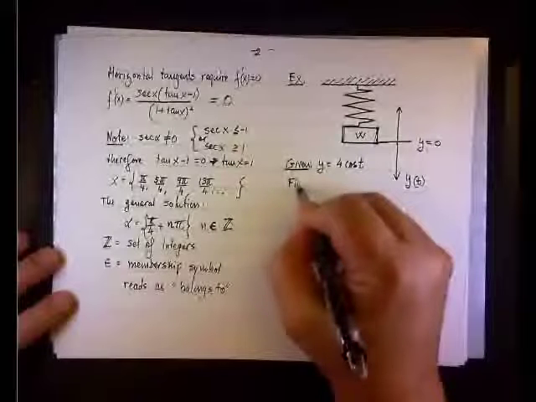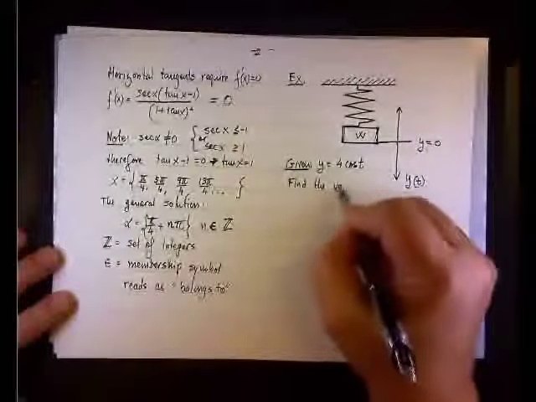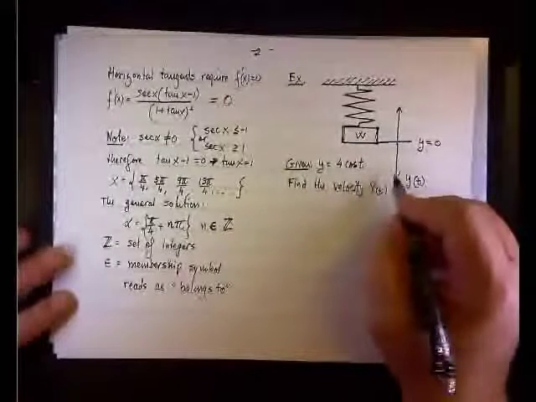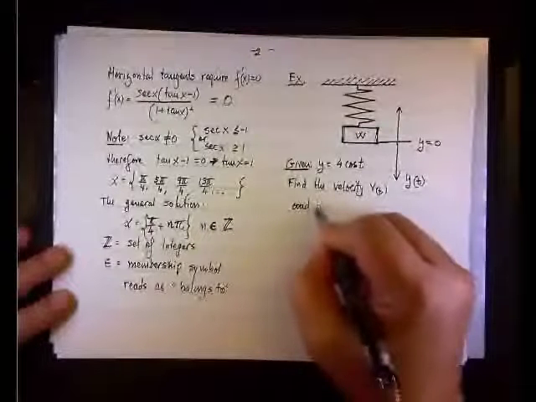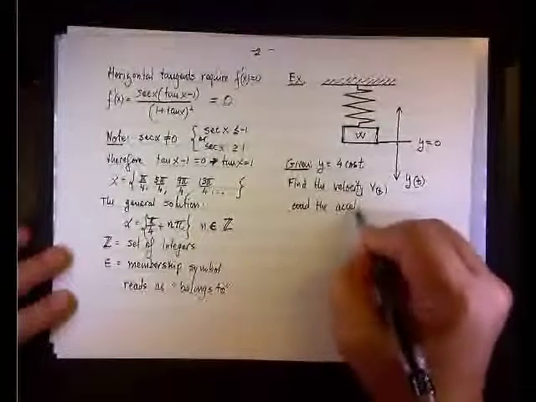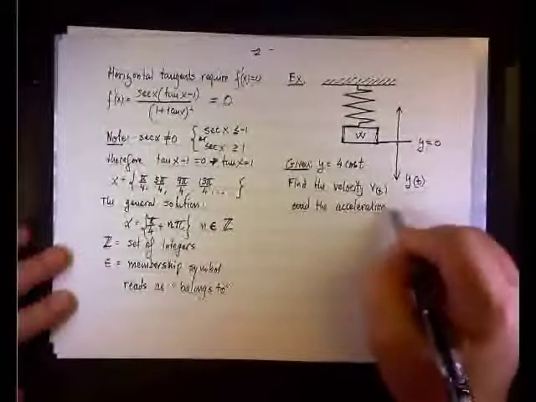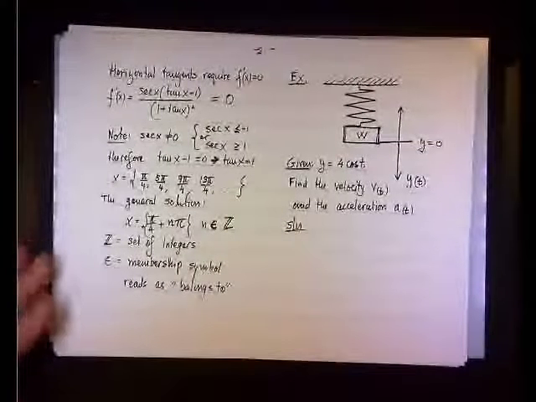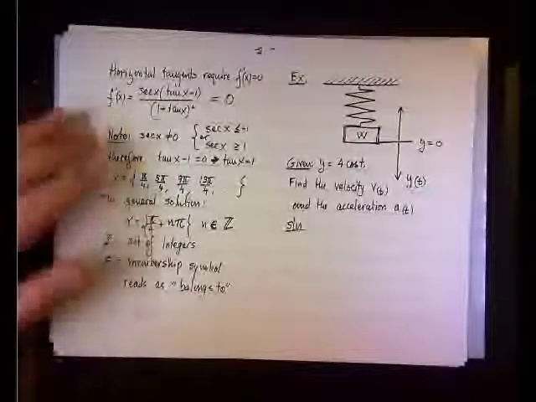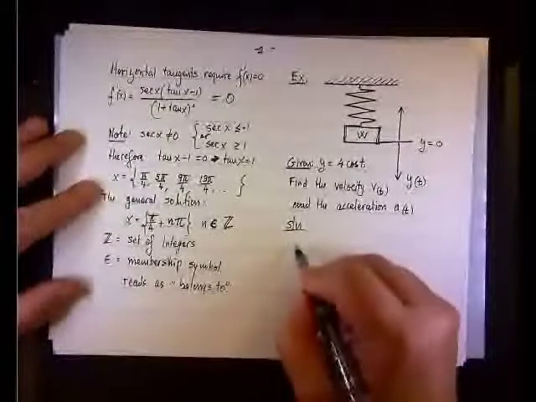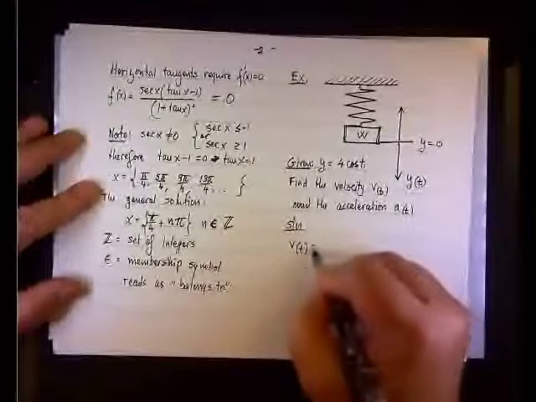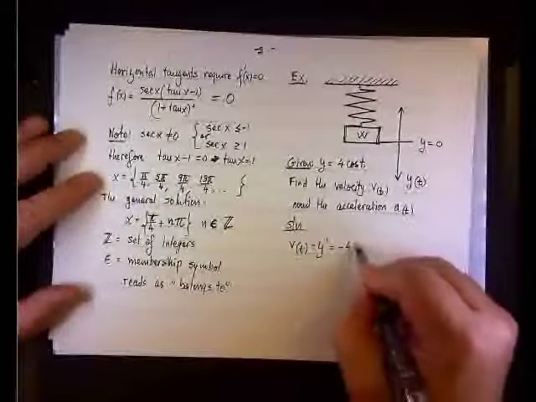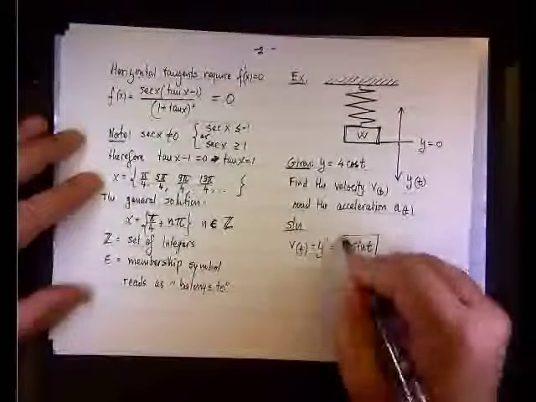What we need to do, we need to find the velocity. And the velocity will be v of t. And the acceleration, a of t. Now the solution itself is very simple. The velocity is the first derivative, the acceleration is the second derivative, so v of t will be y prime, the first derivative, and the derivative of the cosine is negative sine, so we'll have negative 4 sine of t.